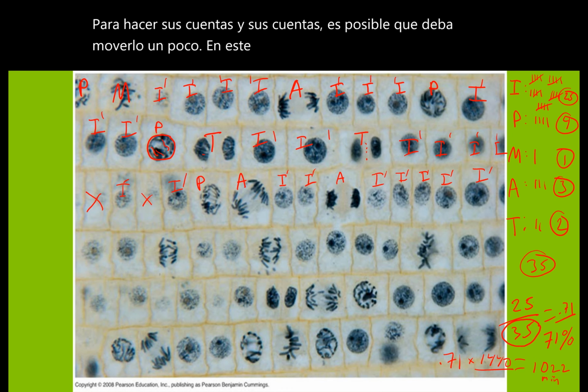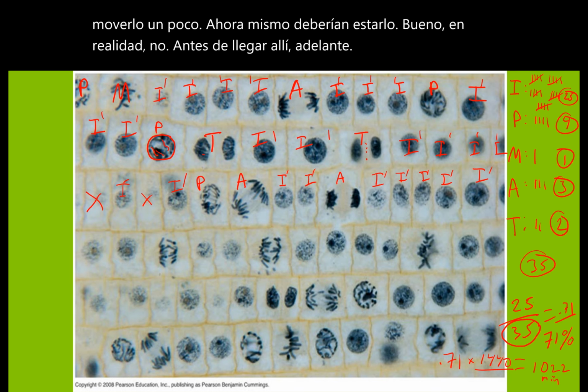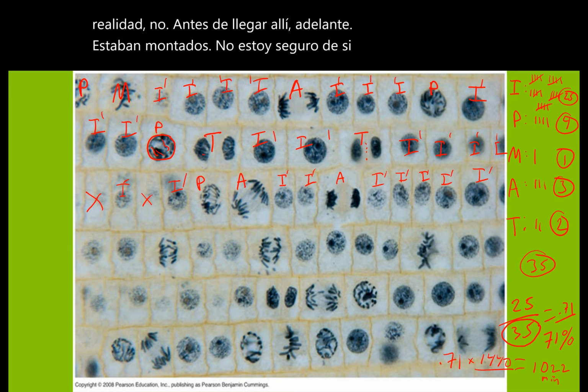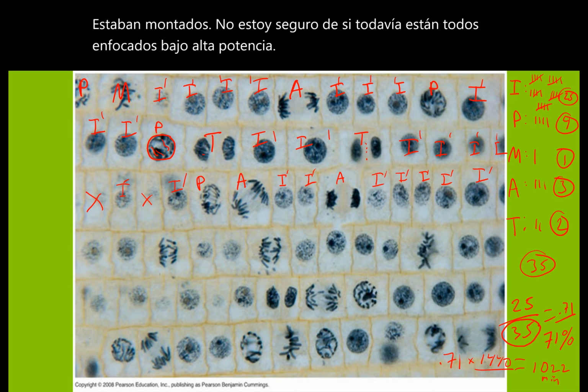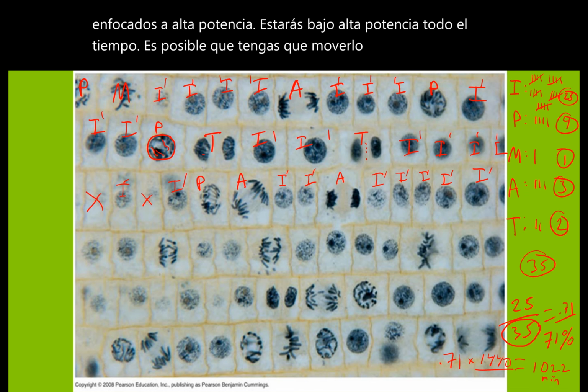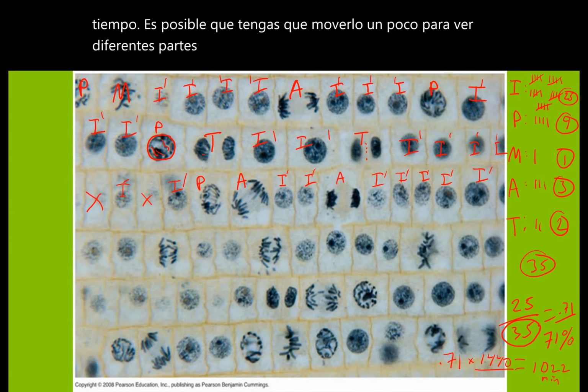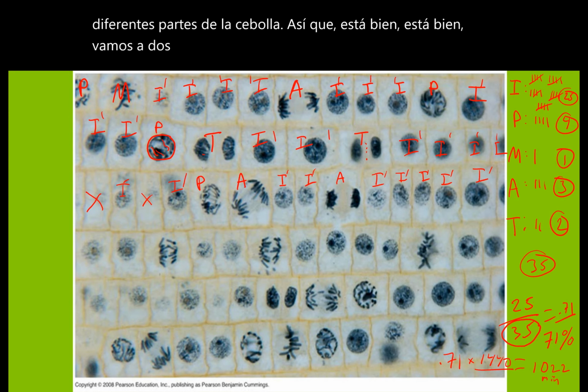Before you get there, they were set up. I'm not sure if they're still all focused under high power. You will be under high power the whole time. You might have to move it around a little bit to see different parts of the onion cell. Okay? All right, let's go. 2 people per microscope. Or you could go solo if you want.